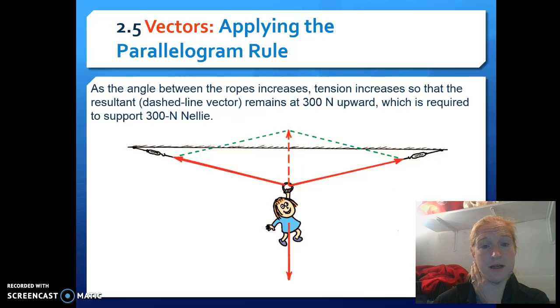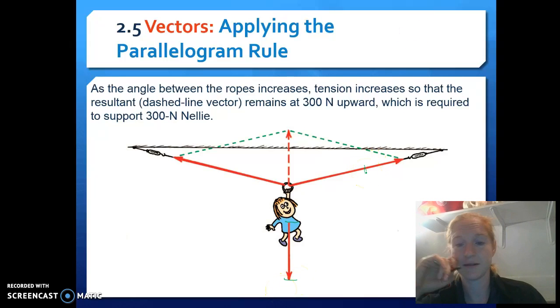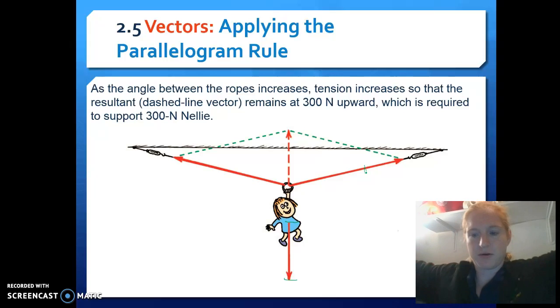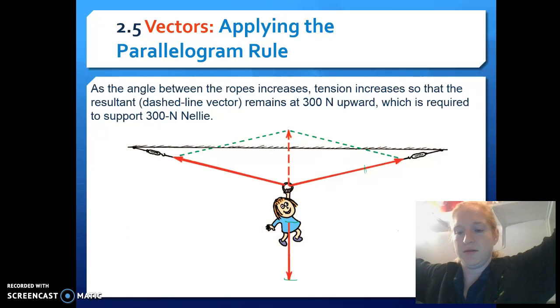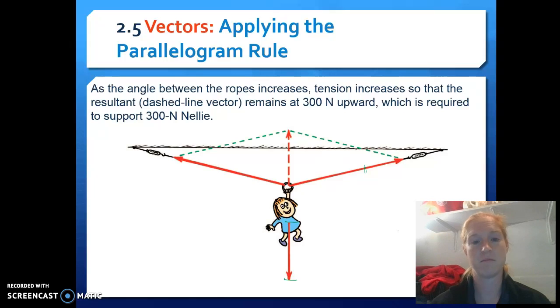Now, as the angle increases, the tension is going to increase. Because look at this. At some point, the tension on the ropes exceeds the tension of her weight. If you measure this, this is only this big if you think about it. So the wider the ropes go, think about putting your arms out like this. How hard would it be to hold yourself up like this instead of like this? Very hard. It's a lot more difficult because of the angle of the force that you're applying. So because this tension is so great, there's a lot more likelihood that it's going to break.